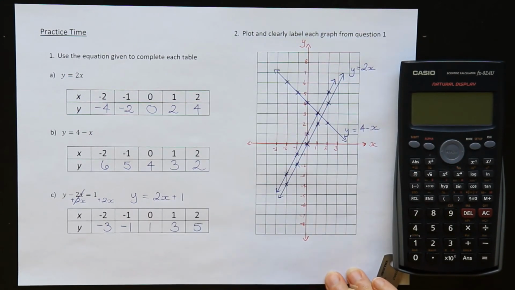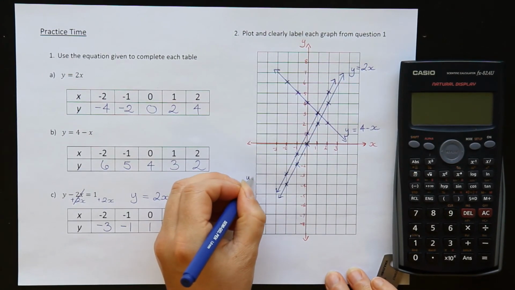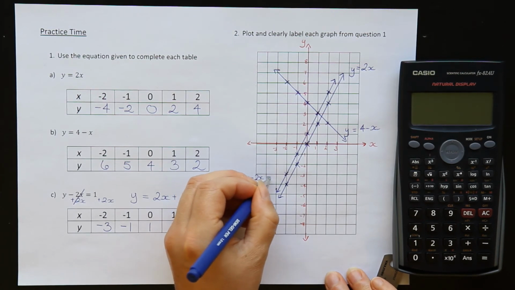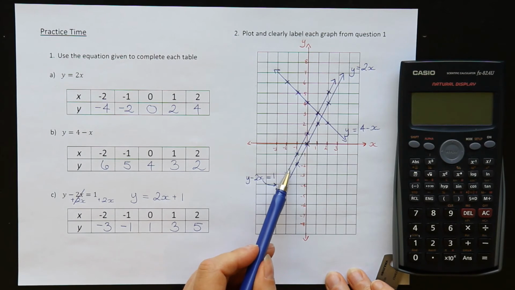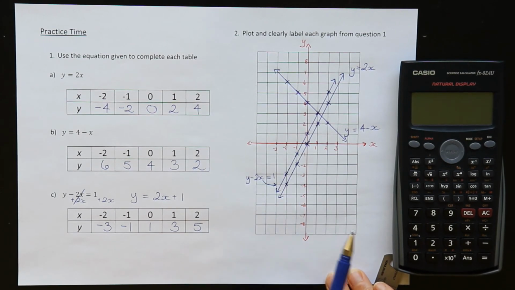Okay, so that was y minus 2x is equal to 1. So these two lines here are what we call parallel. They're going exactly the same direction and they're never going to touch. And we'll be learning some more about that later in this topic.